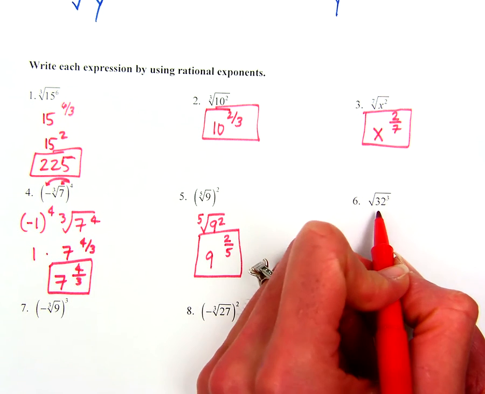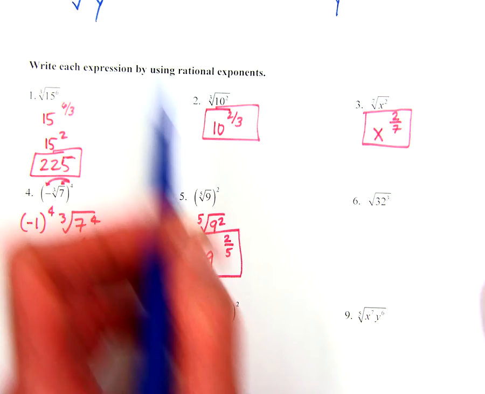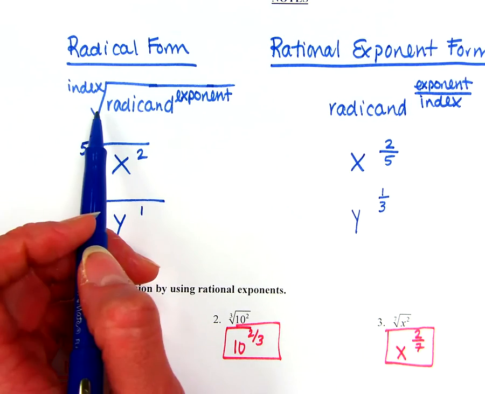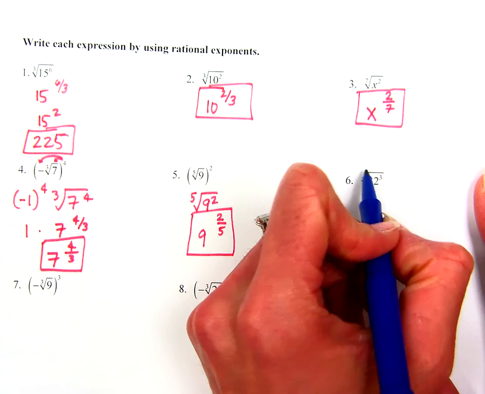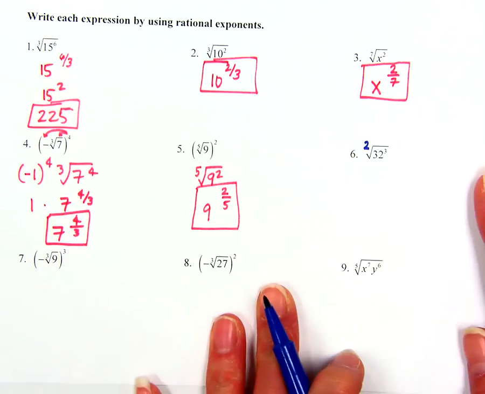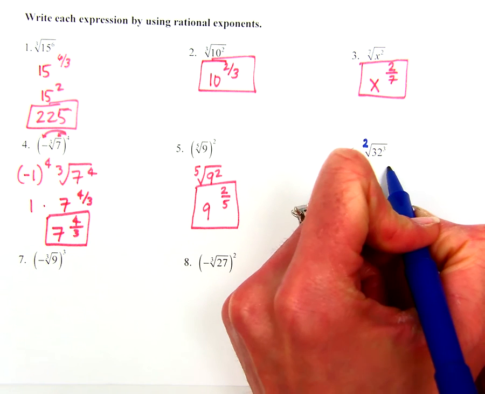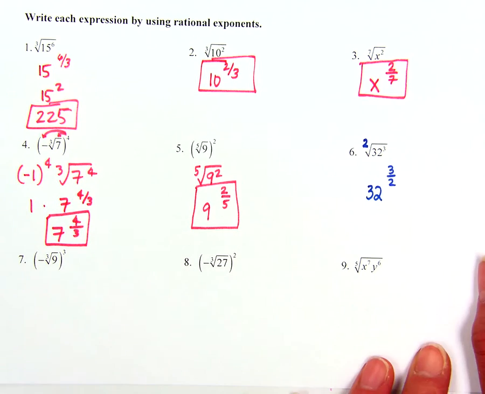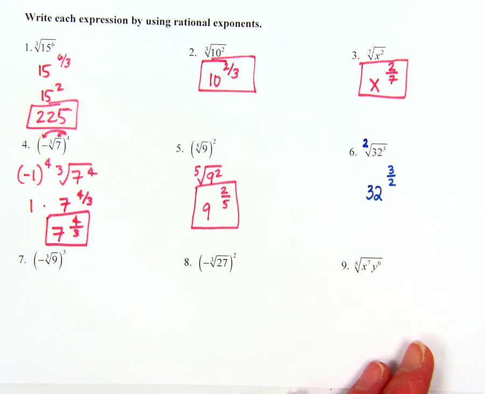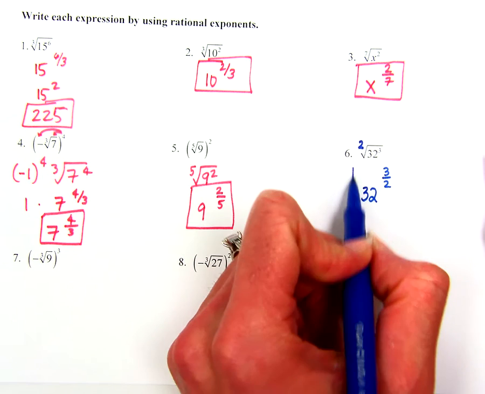All right, what's my index in this problem? Remember, when you're missing an index, the implied index here is going to be a 2. So I'm going to write that in, because otherwise I think some people forget about the 2. So my base is 32, and it's 32 to the 3/2. And you can't reduce it, so we'll just leave that as our final answer.